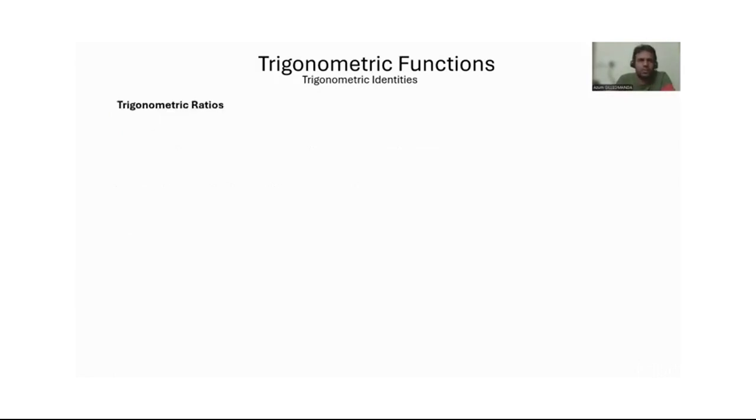So before we get into the trigonometric identities, let's understand the trigonometric ratios, right? In your class 10, you would have learned about the trigonometric ratios. So I'll give a quick brief on the trigonometric ratios, right? In trigonometry, we basically learn about a right angle triangle, right? So let's look at this. This is a right angle triangle.